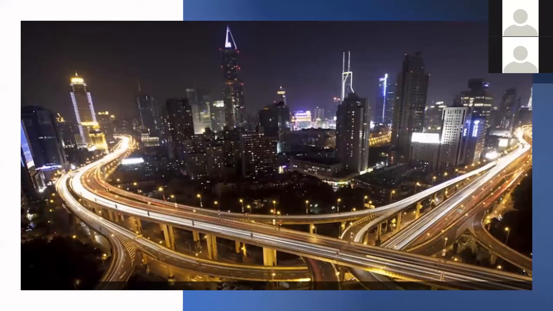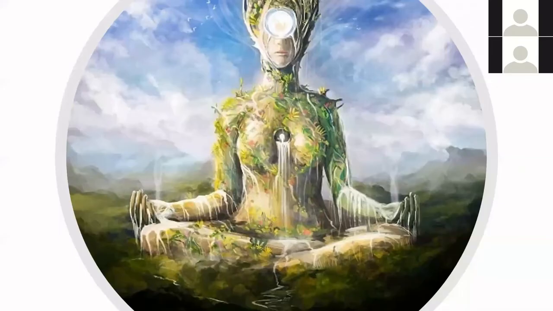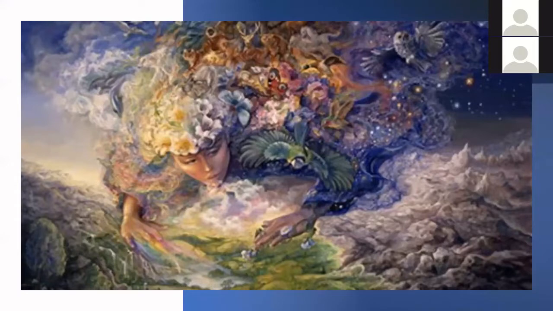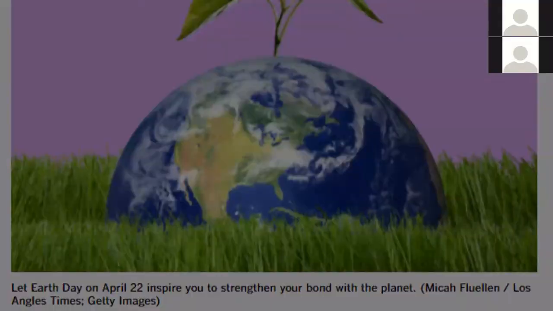We are part of the earth too. And these are pictures of representations of our mother, Gaia. You understand? Let Earth Day on April 22nd inspire you to strengthen your bond with our planet.